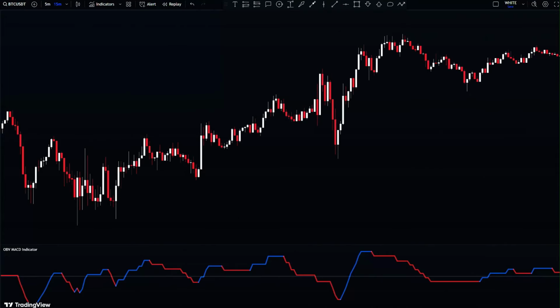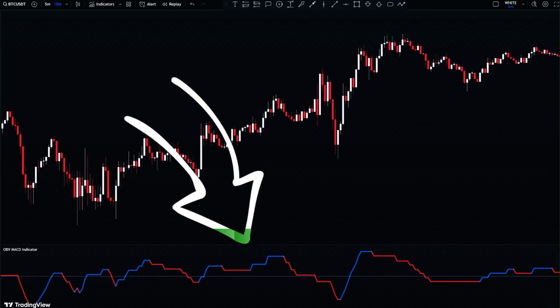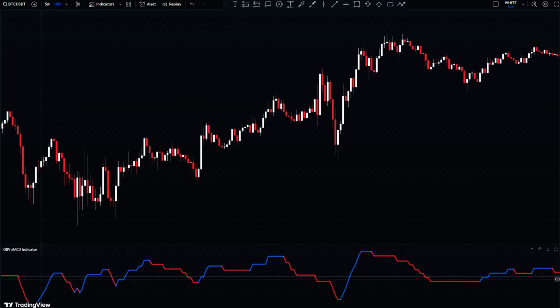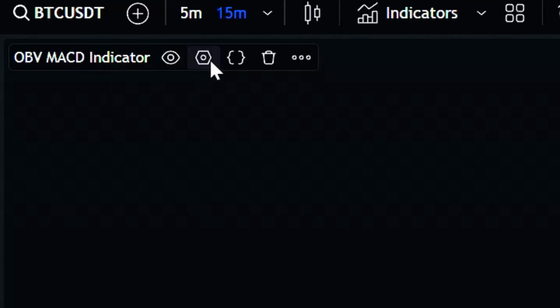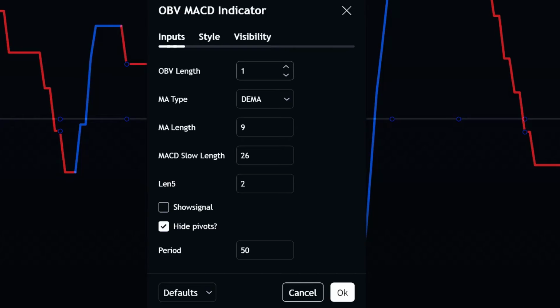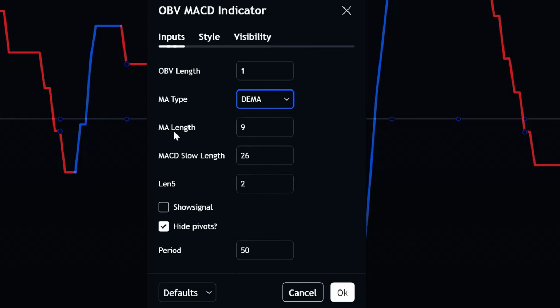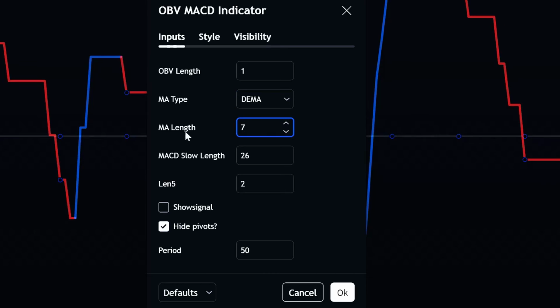Now that we've successfully added the OBV MACD indicator to our chart, let's make a few adjustments in the settings to optimize its performance for our strategy. In the settings window, navigate to the Inputs tab. First, we'll keep the OBV length and type at their default settings, as they work well for our purposes. However, we'll tweak the MA length and set it to 7. These adjustments will help us capture short-term trends more effectively.